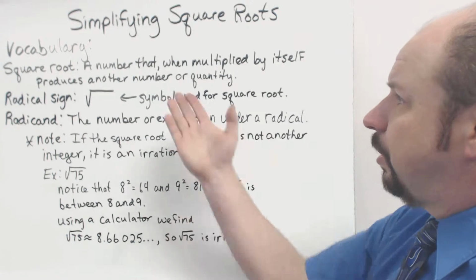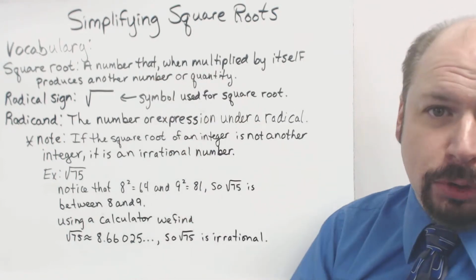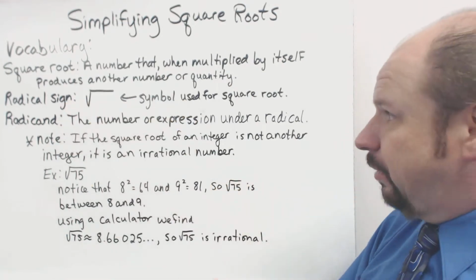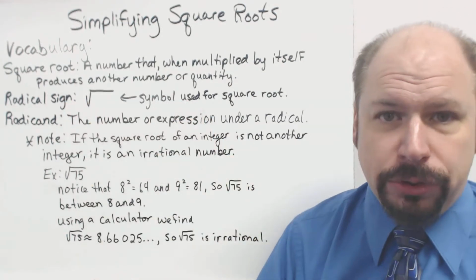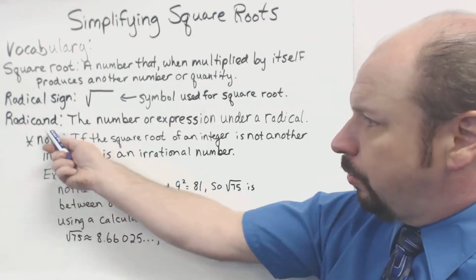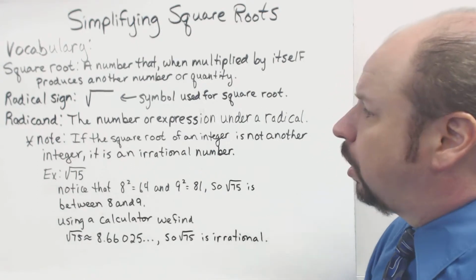A square root is just a number that, when multiplied by itself, produces another number or quantity. This is what a radical sign looks like. It's a simple symbol that we use for taking a square root. The radicand is simply the number underneath the radical sign.